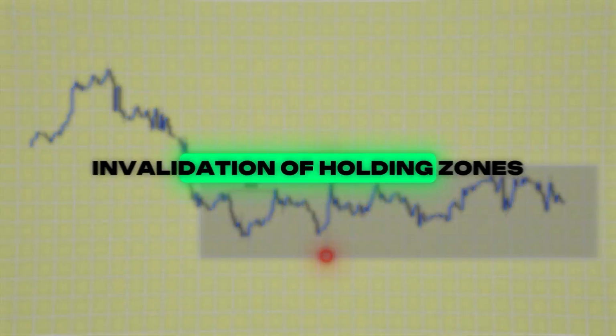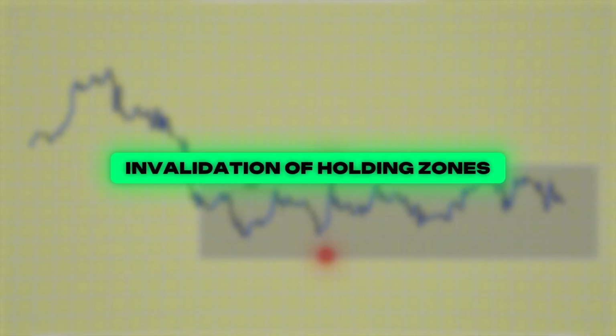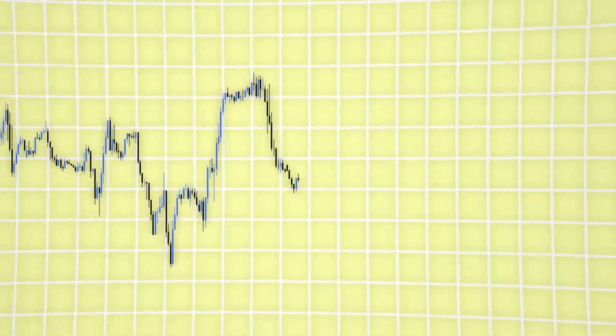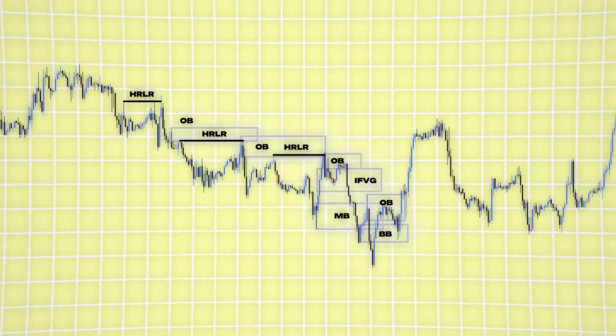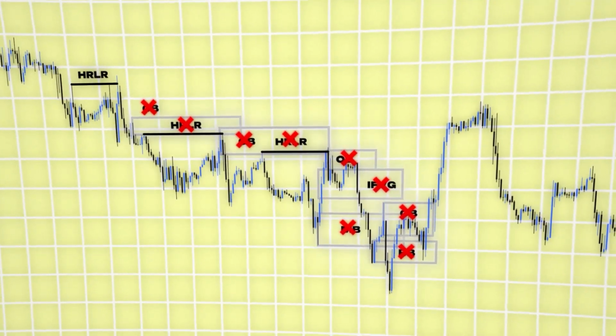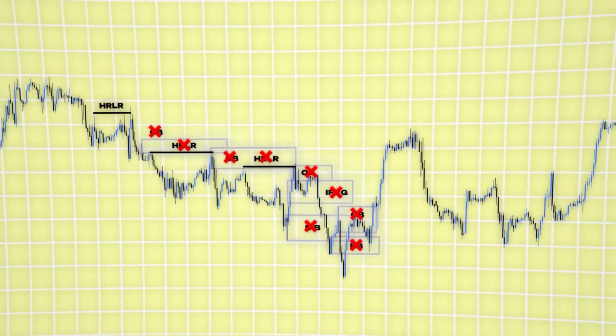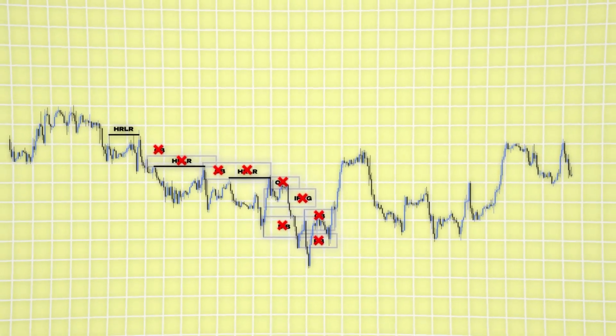The third confirmation is invalidation of holding zones. In every trend, there are zones that hold price. These can be support and resistance levels, order blocks, imbalance zones, or other key areas. If price breaks and holds beyond these zones, it is a strong signal that the structure is starting to change.